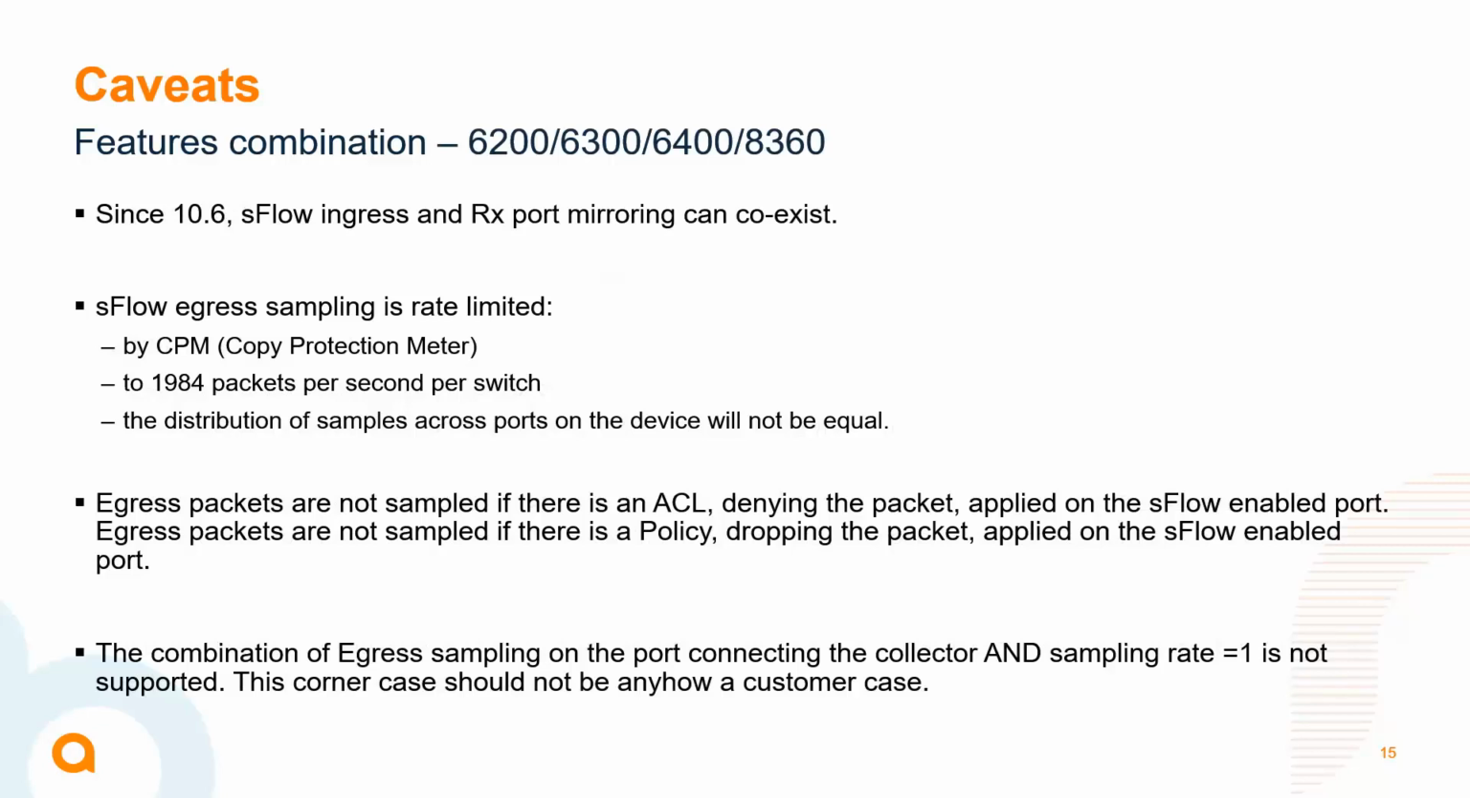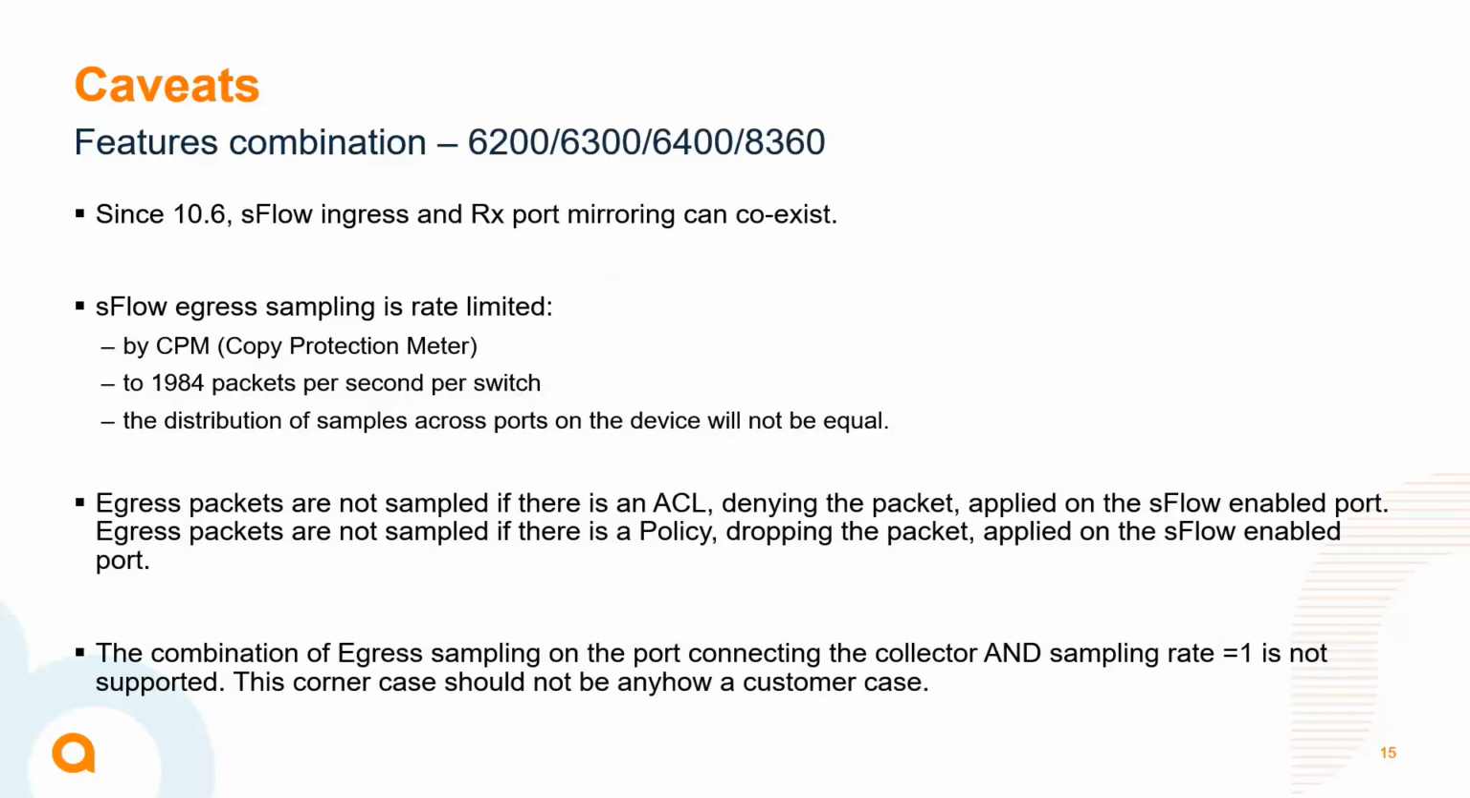So the egress packets are not sampled if there is an access list denying the packet and applied to the S-Flow enabled port. So if you've got an egress access list that is filtering out the traffic, there is no S-Flow sampling being performed on that packet. The packet is dropped and the corresponding statistic information is not performed. If there is a policy that is going to drop the packet, this is the same. The egress sampling is not performed.